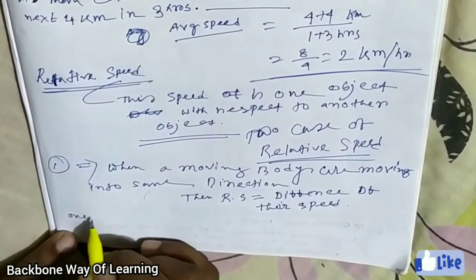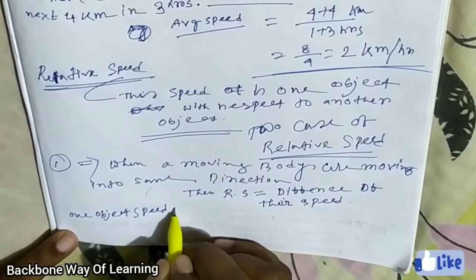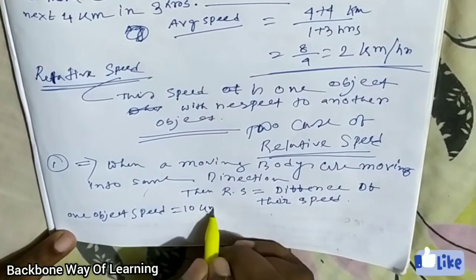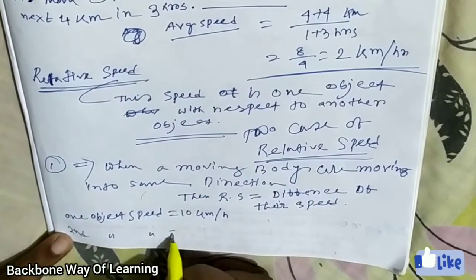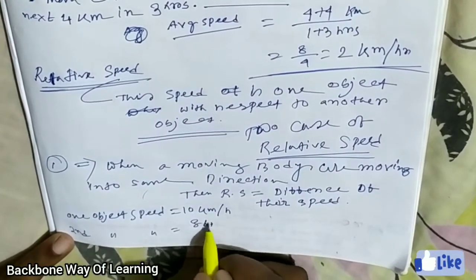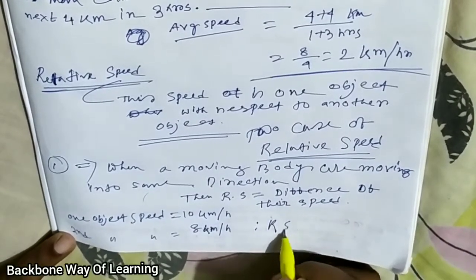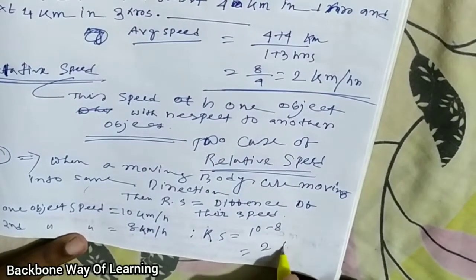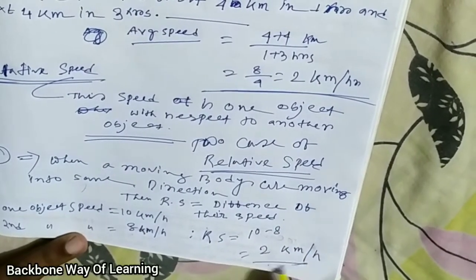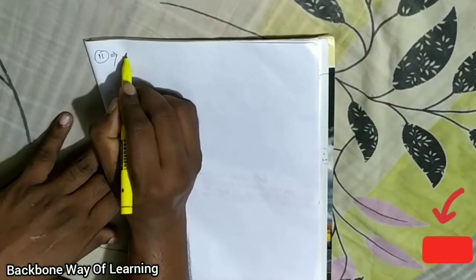As an example, the first object's speed is equal to 10 kilometers per hour, and the second object's speed is equal to 8 kilometers per hour. Then relative speed is equal to the difference of their speeds. Therefore 10 minus 8 is equal to 2 km per hour.